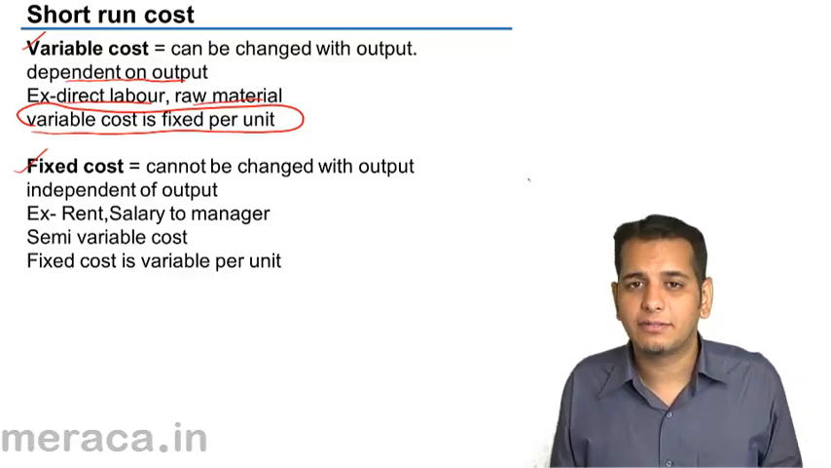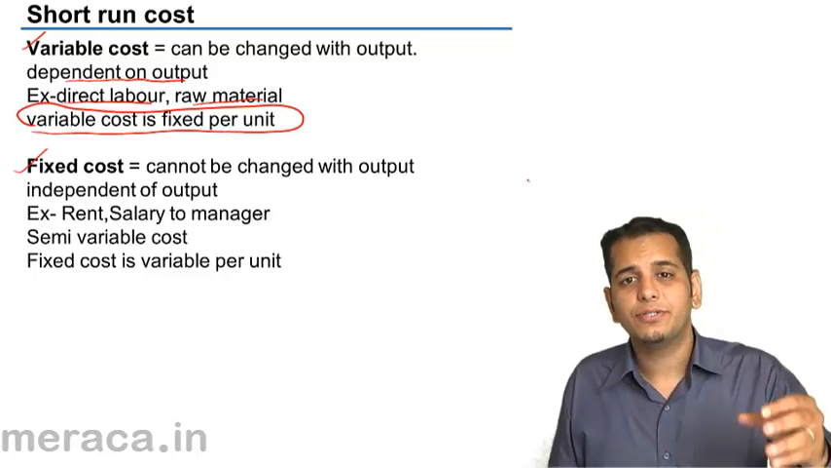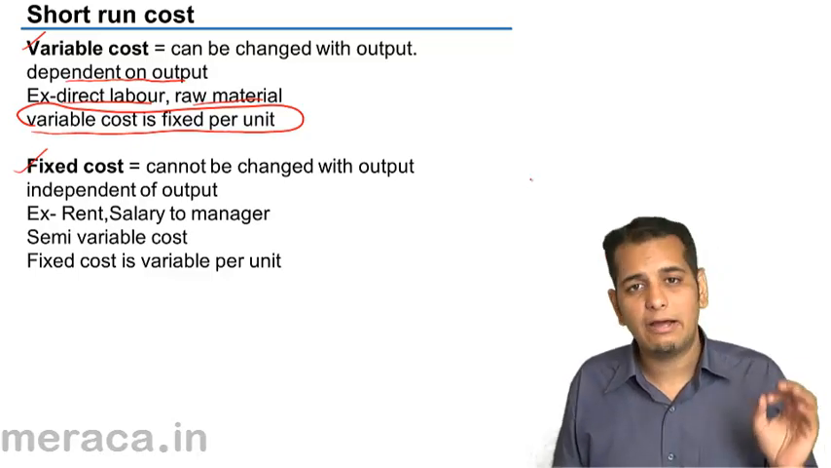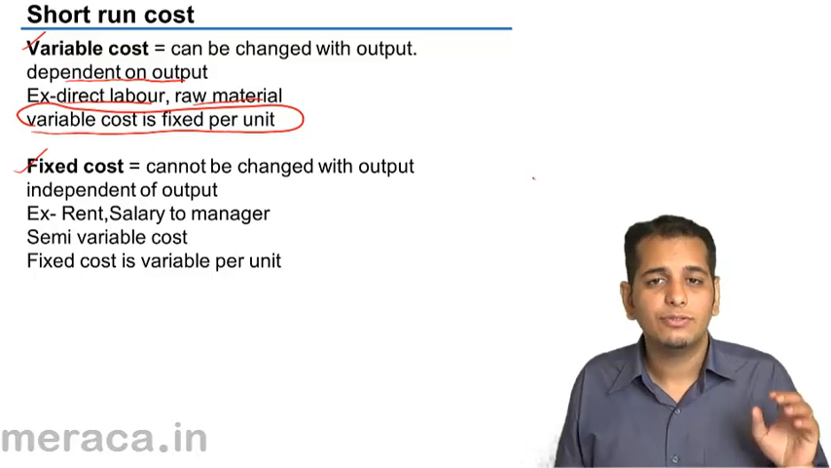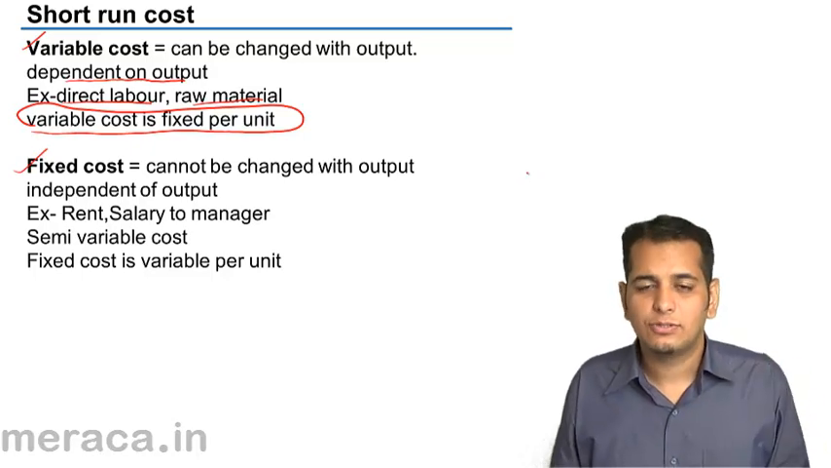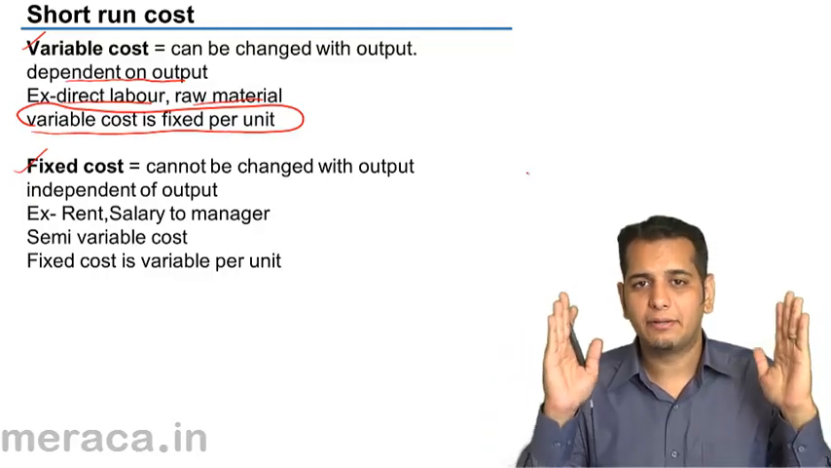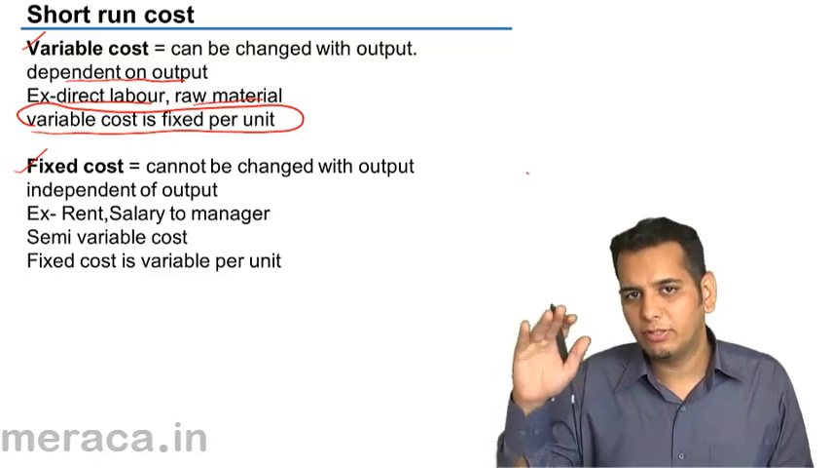If you've taken a factory shed on rent, now if you produce 10 units or you produce 10,000 units, it doesn't matter. You will have to pay rent. Even if you do not produce anything, you'll still have to pay rent. So the rent is a fixed cost. It remains fixed. You cannot change it with the level of output.